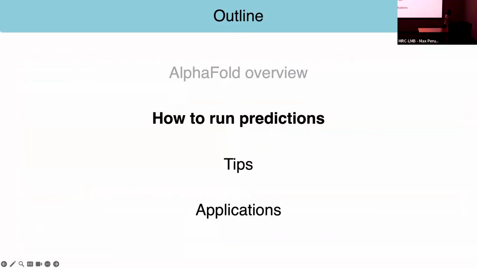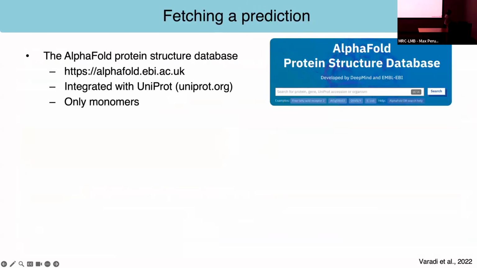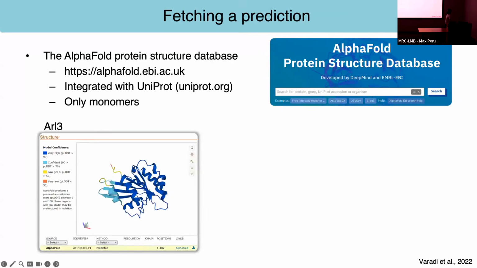So let's talk about how you can run your predictions. The easiest way to run a prediction is to just fetch one that has already been run for you. So there's databases like the AlphaFold protein structure database, where you can just put in your protein and it will give you the prediction for that protein. This is actually embedded into the UniProt. A lot of people use the UniProt, and there's a section called structure where you have experimentally derived structures, and then also typically you'll have the AlphaFold structure for that protein.